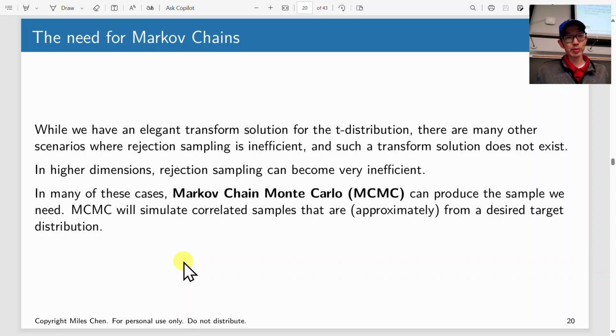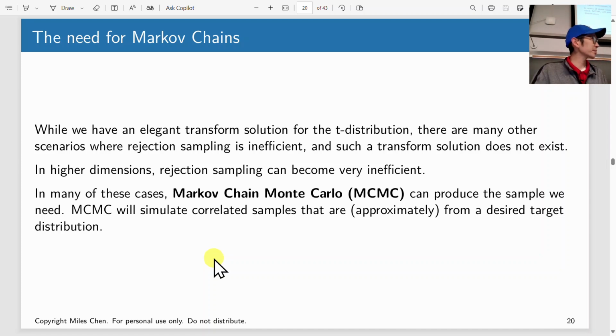So I wrote, while we do have an elegant transform solution for the t-distribution, there are many other scenarios where rejection sampling is efficient and such a transform solution does not exist. Especially in higher dimensions, rejection sampling can become very inefficient. And so Markov chain Monte Carlo can produce the sample that we want. So this is what we're going to do.